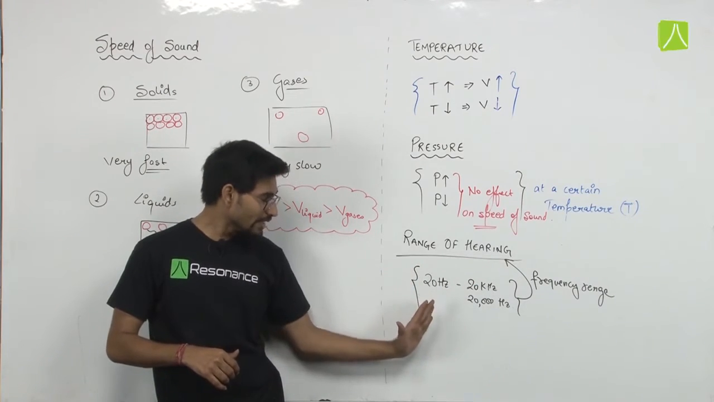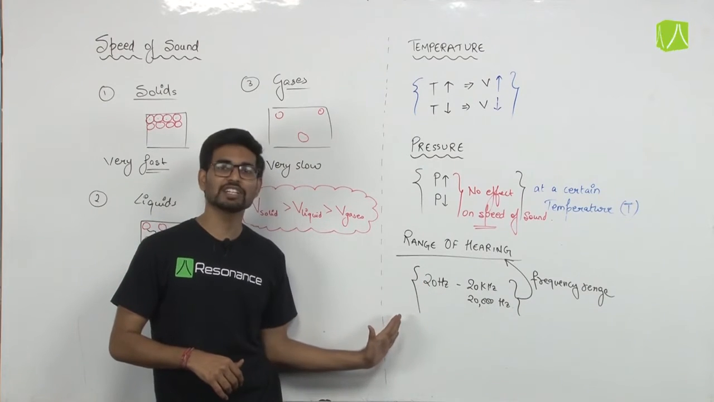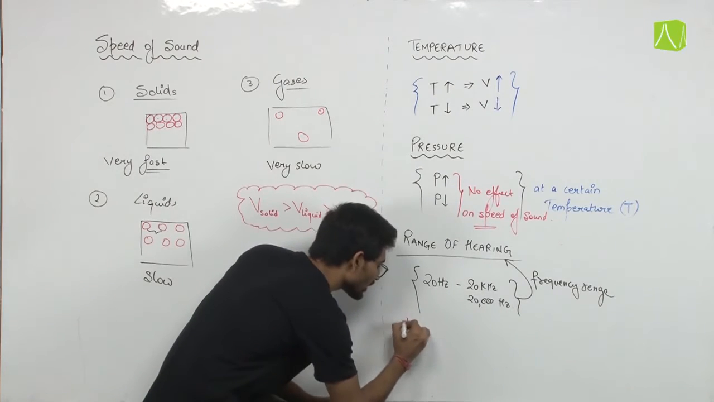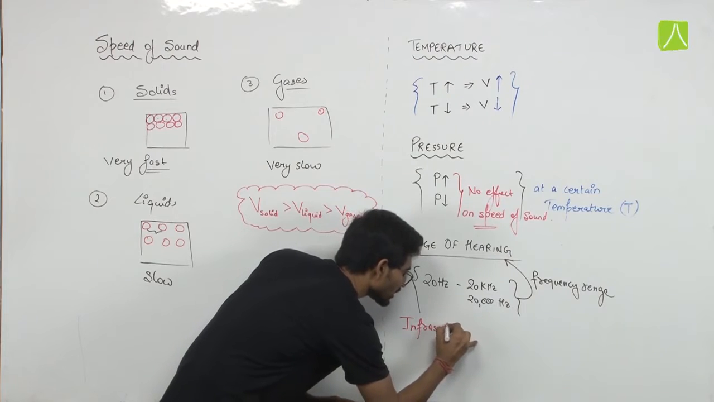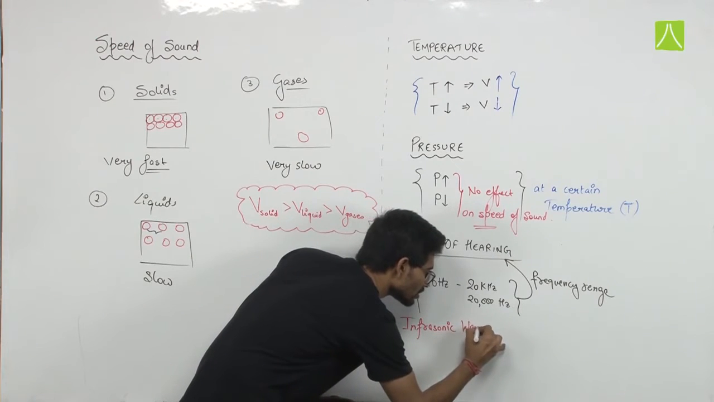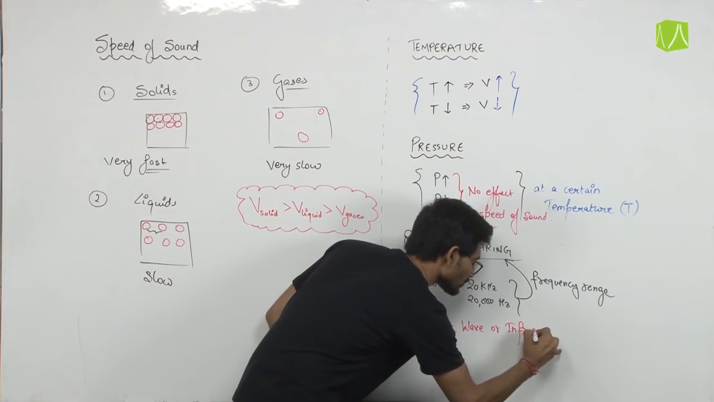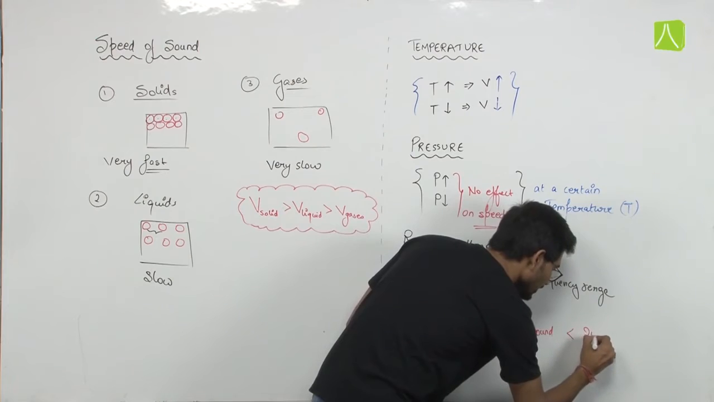The sound waves or longitudinal waves which are less than 20 hertz are known as infrasonic waves or infrasound. It is less than 20 hertz.